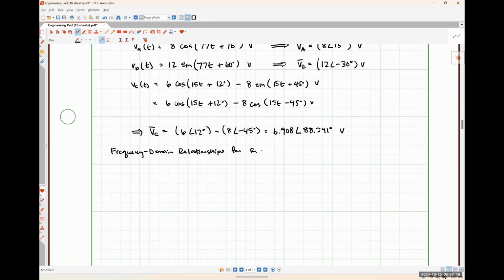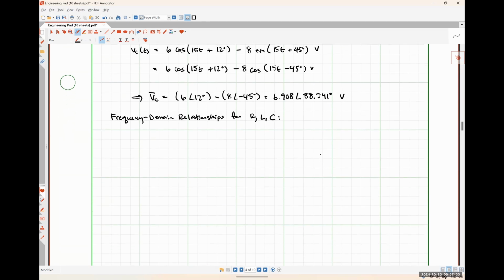for resistors, inductors, and capacitors. Okay. So let's start with a simple resistor. So here I have some resistance R, and I'm going to define the voltage drop across my resistor V of t like so, and the current I of t as flowing into the positive polarity terminal.